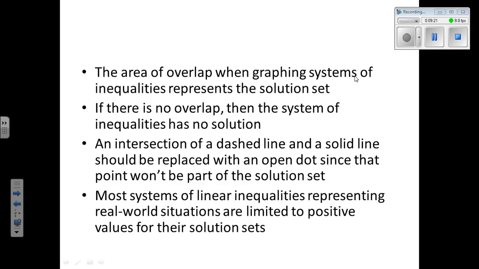So the things to note: the area of overlap when graphing systems of inequalities represents the solution set. If there is no overlap, then the system of inequalities has no solution. An intersection of a dashed line and a solid line should be replaced with an open dot, since that point won't be a part of the solution set. Most systems of linear inequalities representing real-world situations are limited to positive values for their solution sets.